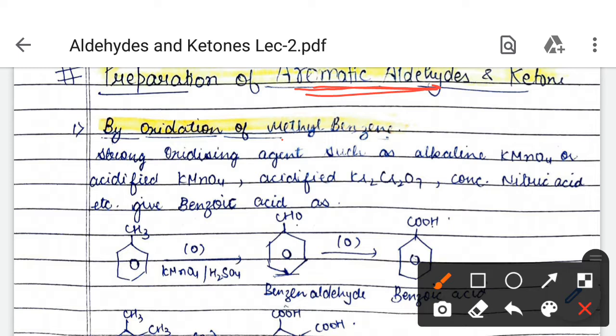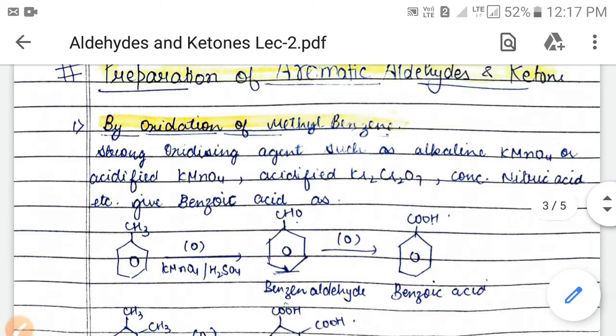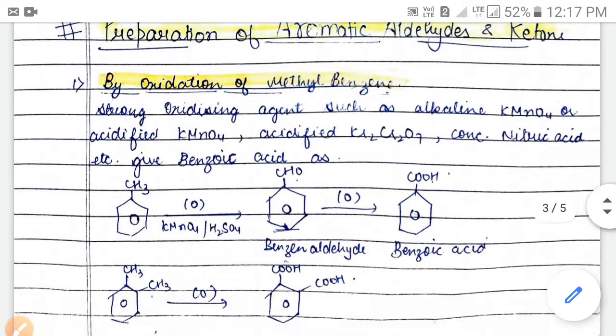First is from methylbenzene. If we treat methylbenzene with potassium permanganate or potassium dichromate in the acidic medium, then we get benzaldehyde. And if it is not controlled, it will further lead to benzoic acid, that is, the CH3 group is first oxidized to an aldehyde group and then to a carboxylic group. That is, we get benzoic acid at last if it is not controlled at the aldehyde stage.